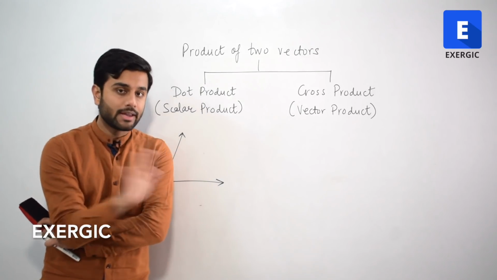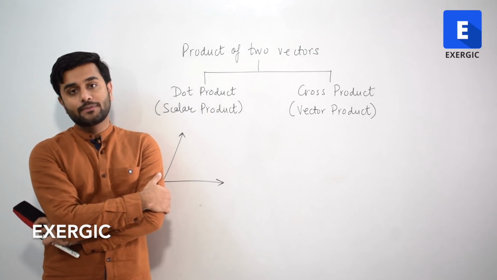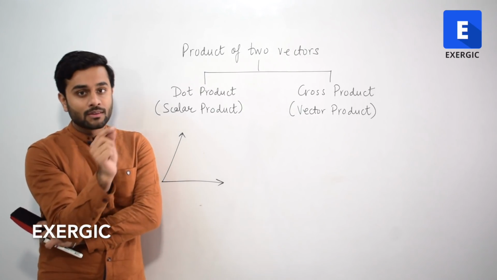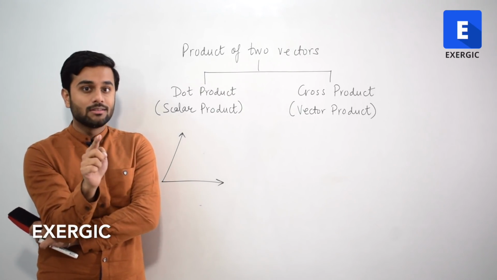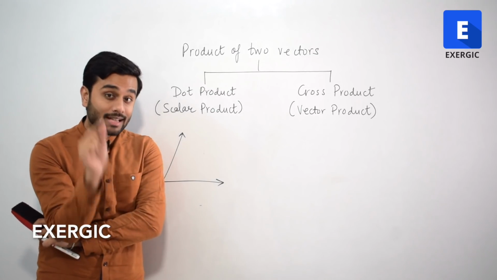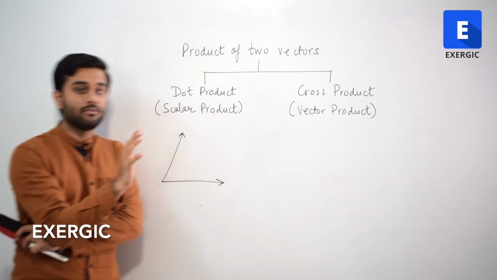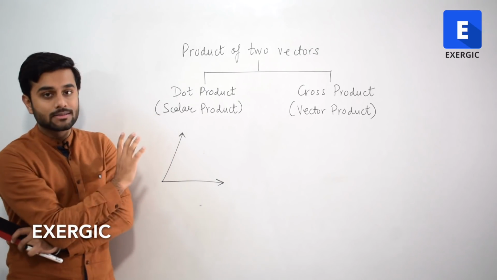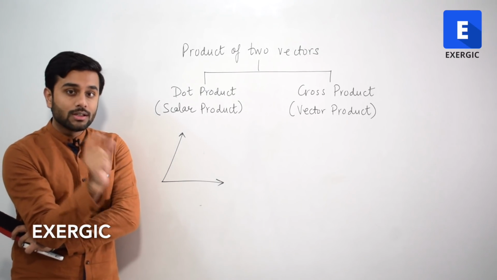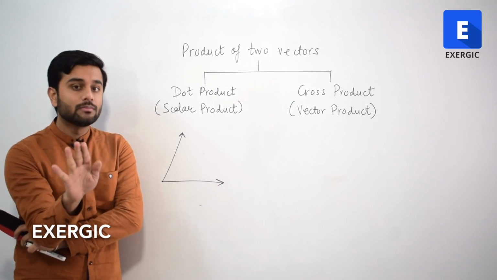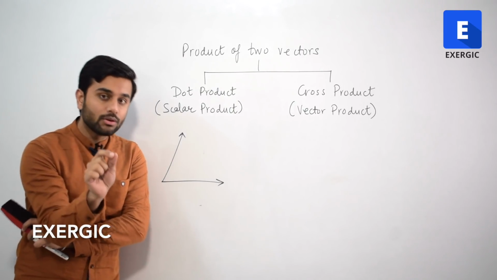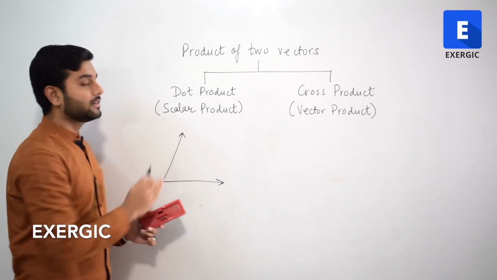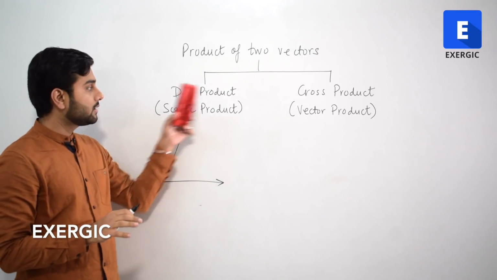Listen to me very carefully, alright? If you have two vectors as I have shown here and you want to know their product along the direction of any given vector. Again I am saying, if you have two vectors like this and you want to know the product of their magnitude along the direction of either of these vectors, then that comes under dot product.